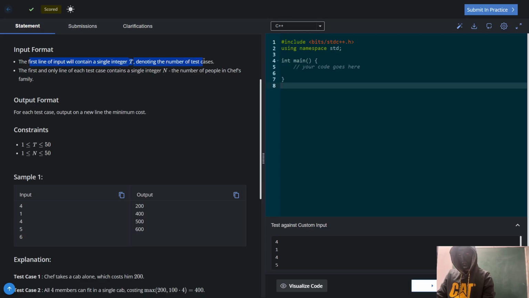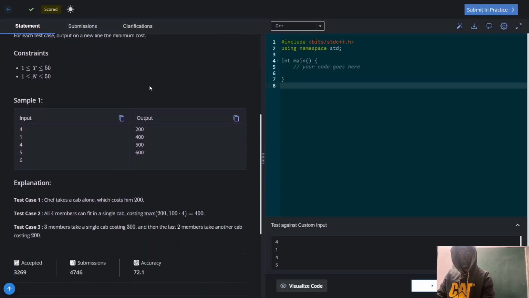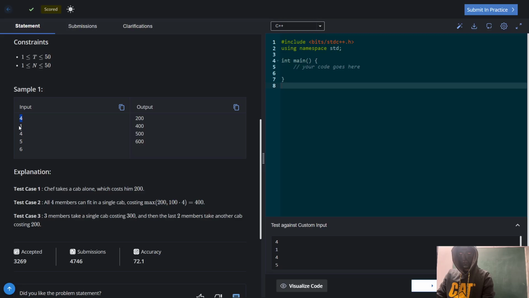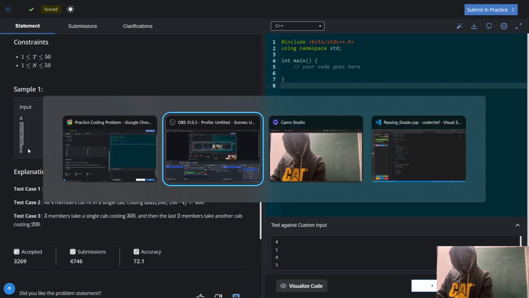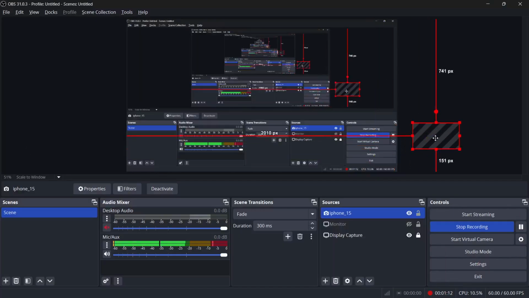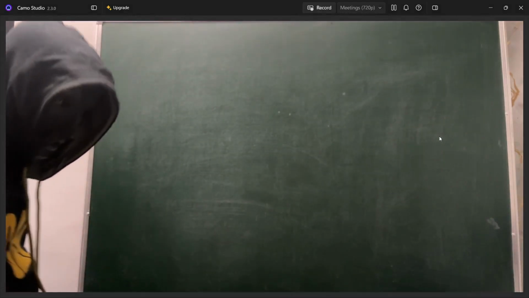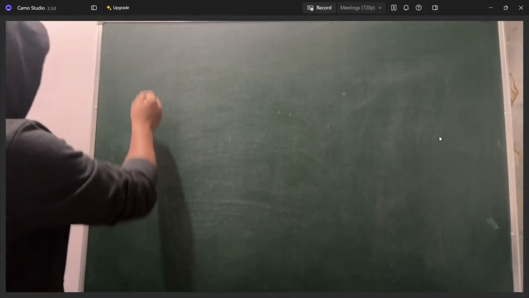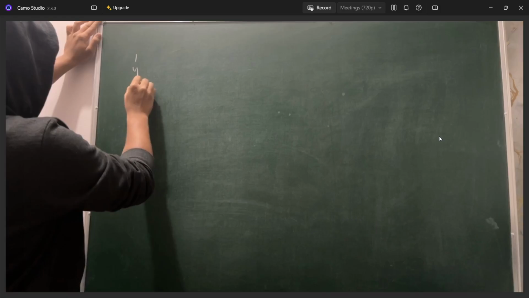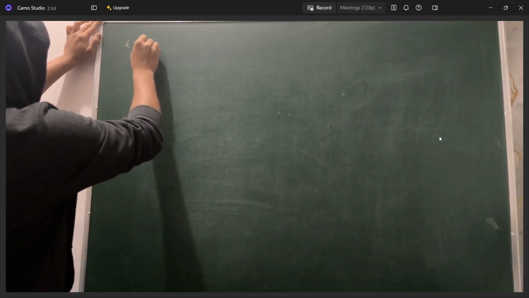So the input format: we have an integer T denoting the number of test cases. We have multiple test cases, and for each test case we have an integer N denoting the number of people in Chef's family. They have given 4 test cases. In the 4 test cases, the members in Chef's family are 1, 4, 5, 6. So let's take this problem and understand. There are 4 test cases.